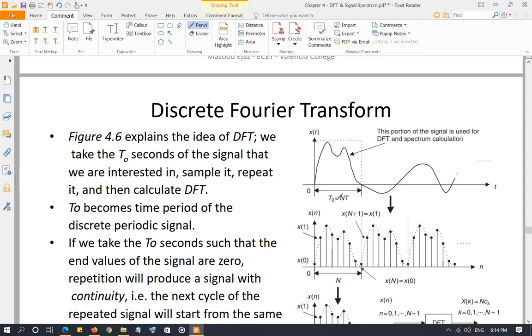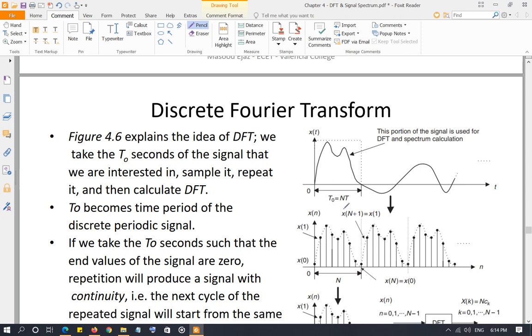So what you do is you extract that time, you sample it with some sampling frequency, and then you repeat that, or you repeat this pattern first and then sample the signal with some sampling frequency. It's the same thing, right? Either you first sample it and then repeat the samples to create a periodic signal, or you first create the periodic signal and then repeat the cycle. So basically what we are doing is we are making a periodic discrete signal out of the signal that you want to analyze for the frequency contents.